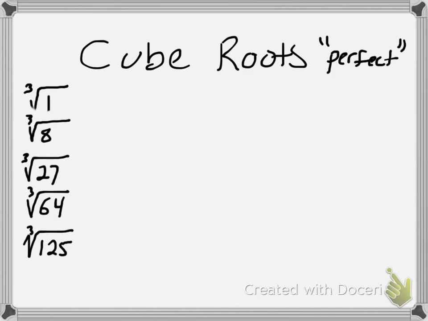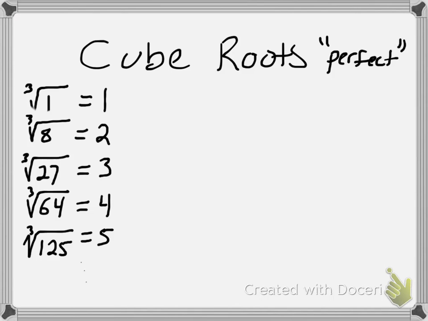Perfect cube roots. The cube root of 1 is going to be 1. The cube root of 8, which is 2. Cube root of 27, which is 3. Cube root of 64, which is 4. And the cube root of 125 is 5. And that would just kind of keep continuing.